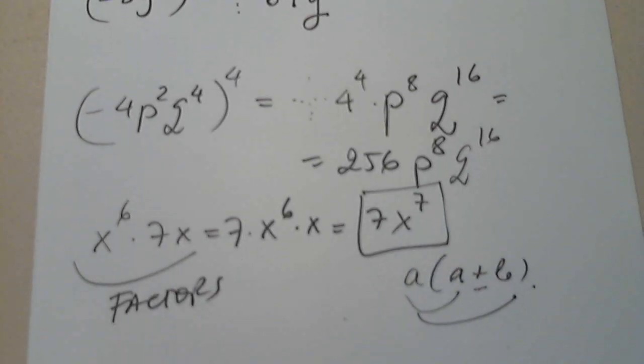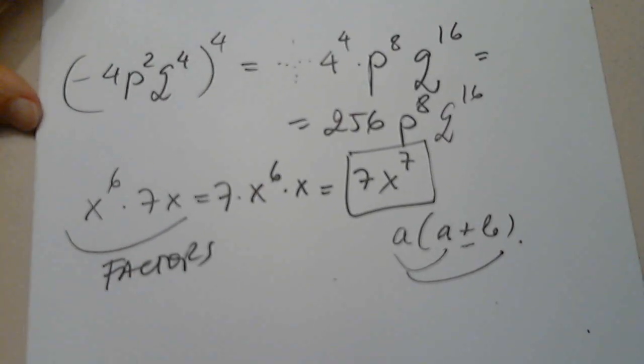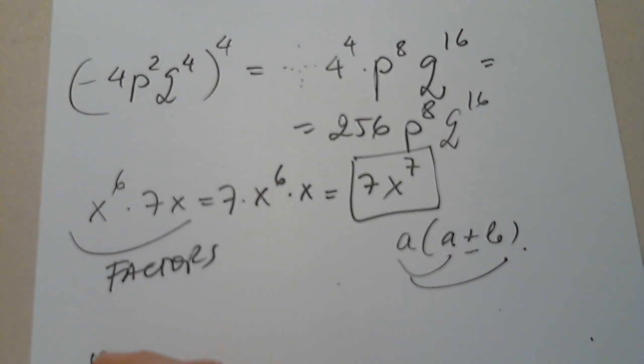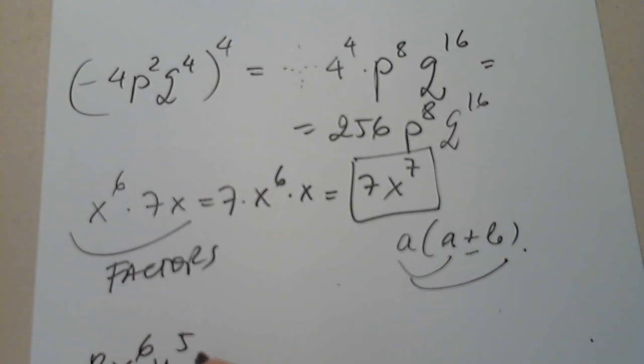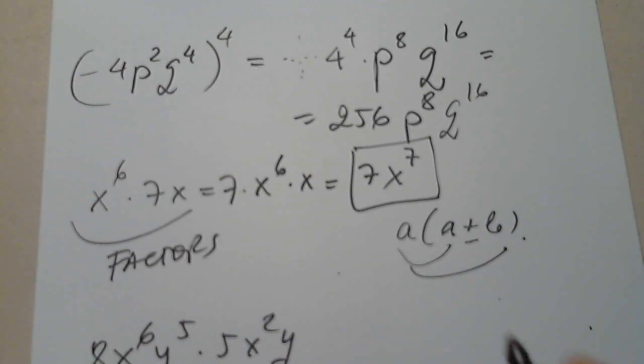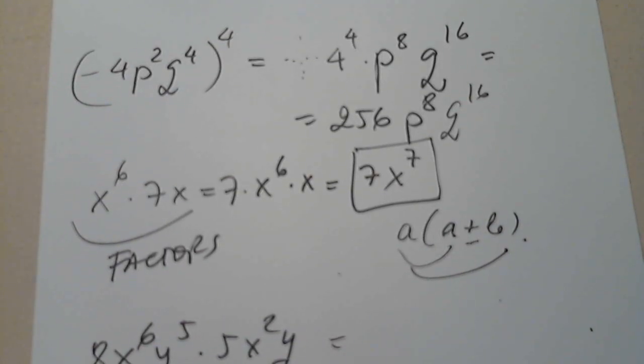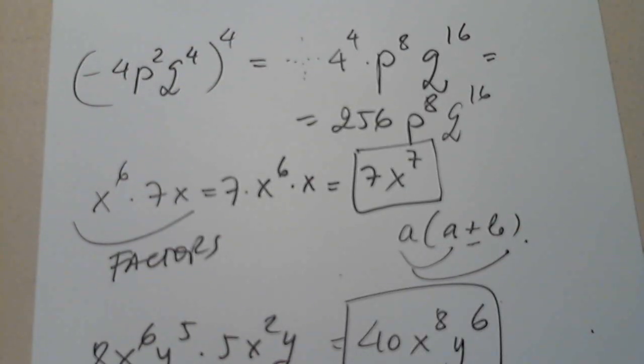Okay, let's also look at this one, which is 8 x to the 6th, y to the 5th, times 5x squared y. There is no need for parentheses here. It's okay, it's not a mistake. And again, these are all factors. I multiply. 40 x to the 8th, y to the 6th. Done. Copy the base, add the exponents.